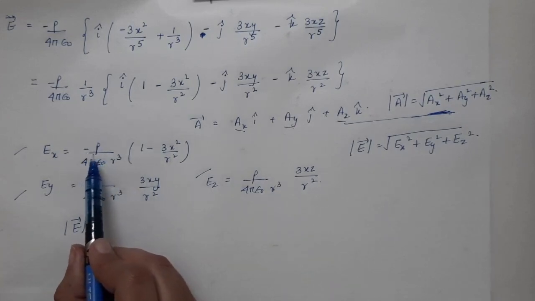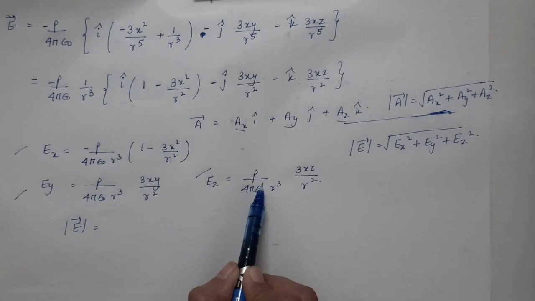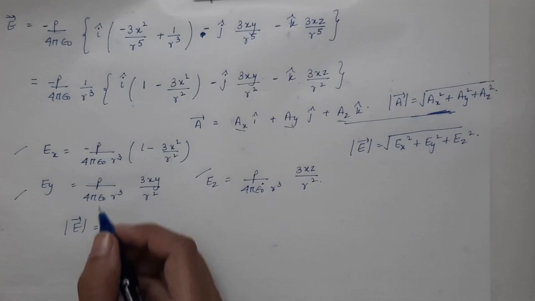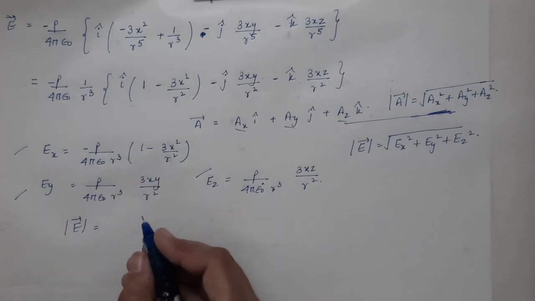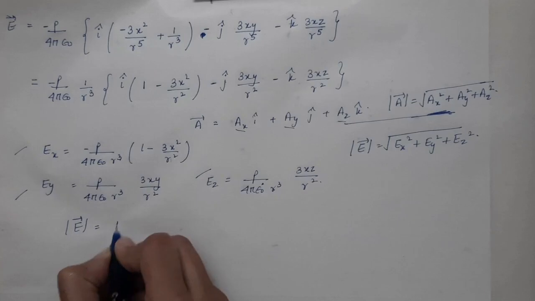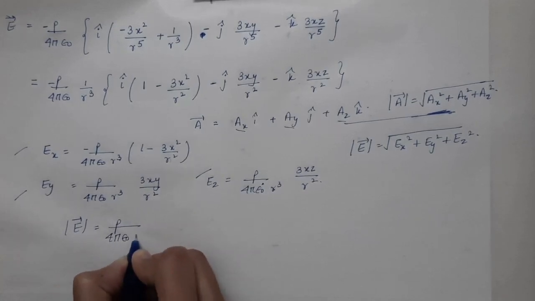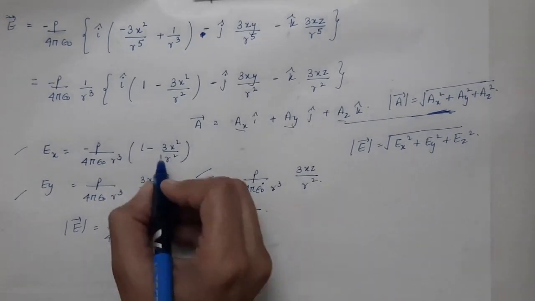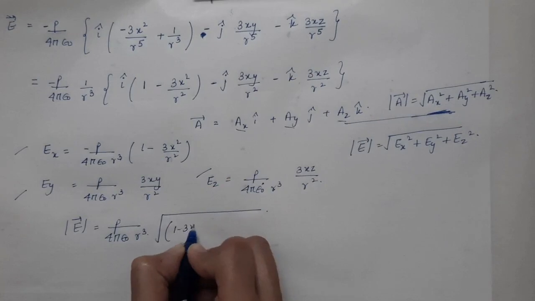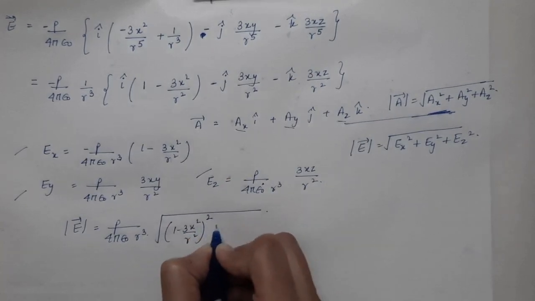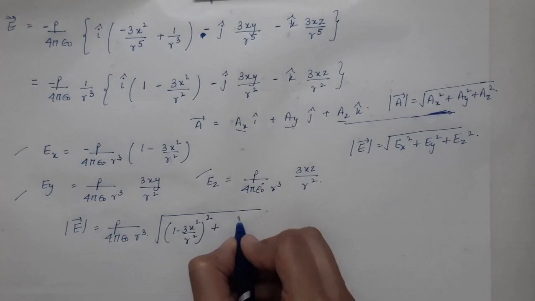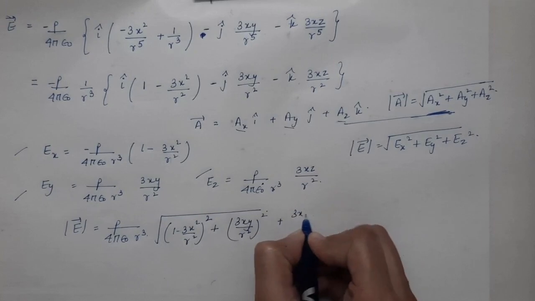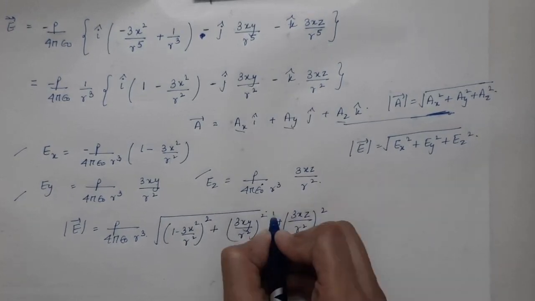So that is common in every term. So we are doing the square of all these three components. So this p by 4 pi epsilon naught r cube will be common. So we can take it outside the under root. So we will have p by 4 pi epsilon naught r cube remain outside the under root, and inside the under root you will have just 1 minus 3x square by r square whole square, then you have plus 3xy by r square whole square, then you have 3xz by r square whole square.